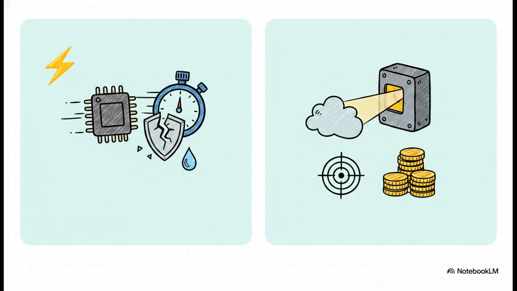On the flip side, optical sensors analyze how light interacts with pollutants. They are incredibly accurate and reliable over the long term, but they're far bulkier and much more expensive. So your selection depends entirely on your budget and your required precision.